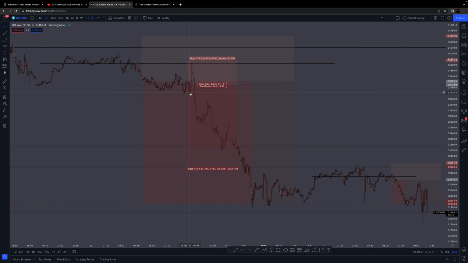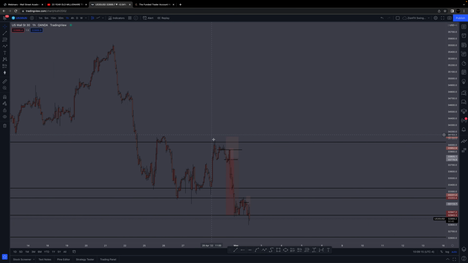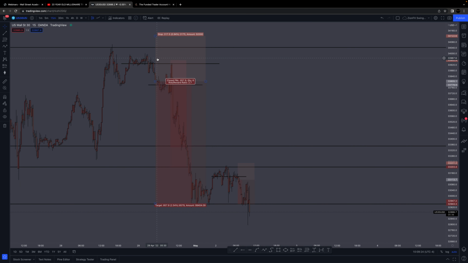I entered my second position right here at this 5-minute engulfing right here. Boom. I put my stops. I made sure my stops was above this resistance just in case price wanted to come back, which it did. And I almost got stopped out. Like literally, I almost got stopped out. Glad I didn't.